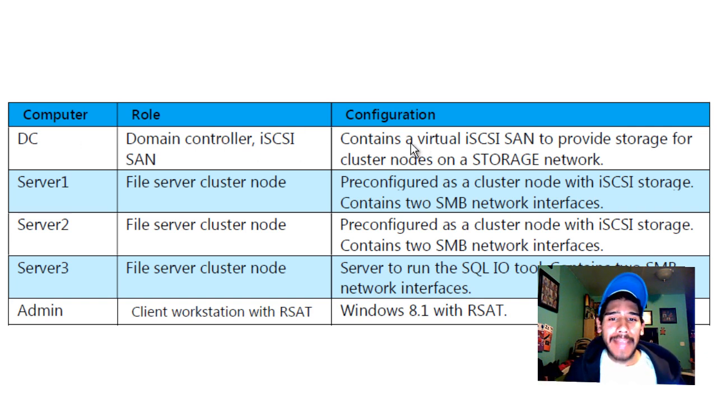As you can see, DC1 contains a virtual iSCSI SAN to provide storage for the cluster nodes on a storage network. Server 1 is pre-configured as a cluster node with iSCSI storage. It contains 2 SMB network interfaces. Server 2 is pre-configured as a cluster node with iSCSI storage, and it contains again 2 SMB network interfaces. So Server 1 and 2 are basically the same. Server 3 is a server that runs a SQLIO tool and contains 2 SMB network interfaces, and again, Admin contains Windows 8.1 with the remote administration tools that we need to get stuff up and running.